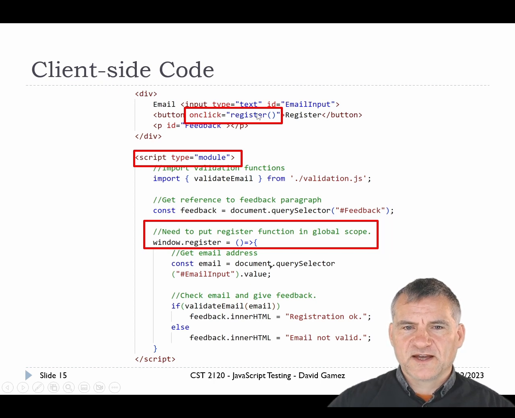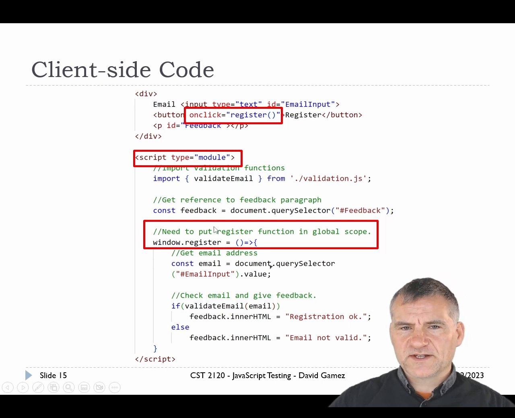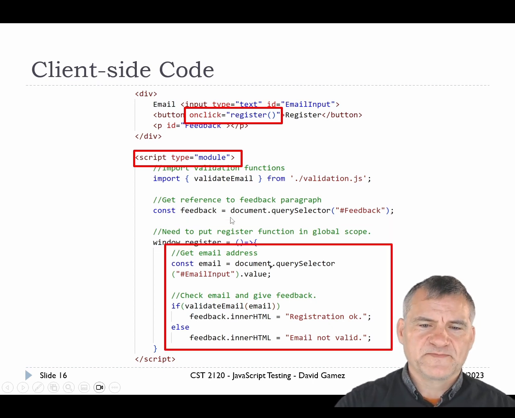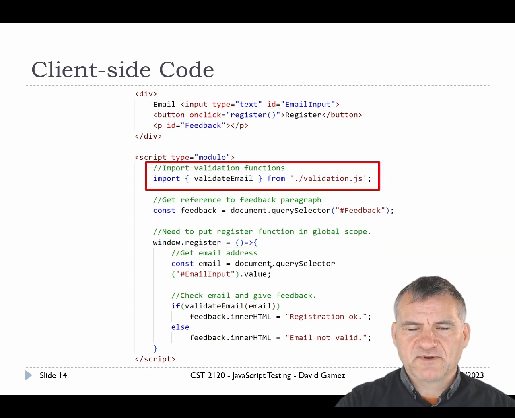Because if I try to do onClick equals register and just call function register here, it doesn't work, because this is limited to the scope of this particular module. So instead I have to do window.register, but it's basically the same thing. I'm creating a function called register with global scope that does all this standard stuff about getting the email and calling validate email.